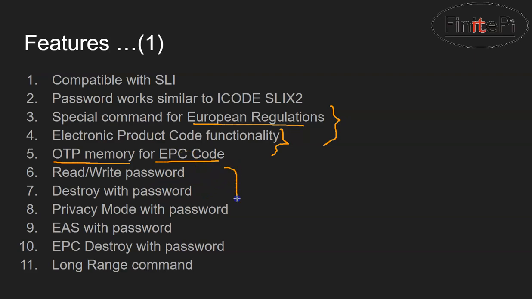All the remaining features are very similar to the SLI-S 2. For example, it has a password for read and write. It has a destroy feature with a password. It has a privacy mode with a password. EAS, also ESID with a password, and EPC destroy, because EPC is a feature available in SLI-S, so it has the destroy EPC and the password, and the long range command. Again, it's the first time I'm seeing this. Probably in my future videos you'll come to know how to access the EPC commands and the long range commands.